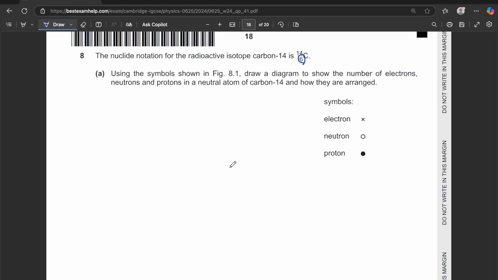So we can draw 6 of them here. 2, 3, 4, 5, 6. All these 6 of them have to be colored. I should be more careful with this. So I'll just draw 14 of them because neutrons are also circles.